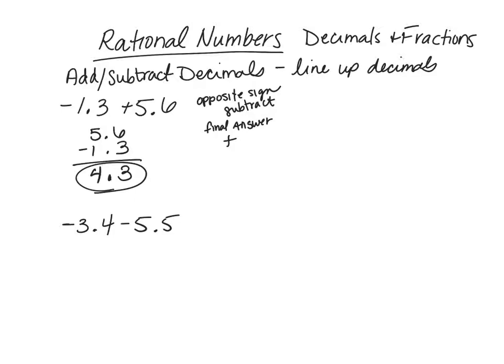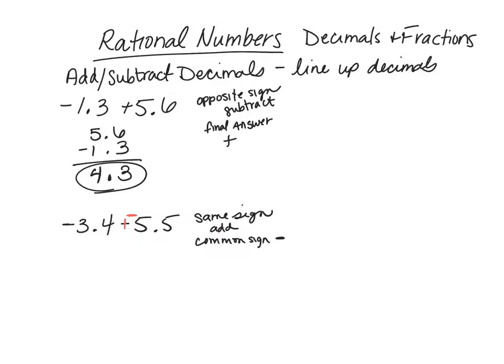So here is negative 3.4 minus 5.5. Well, with subtraction, we like to change it to plus the negative, and then we can follow the addition rules. Okay, so keep, change, change, remember? And so now we have the same sign, which means we're going to add, and the common sign is negative, so my final answer will be negative.